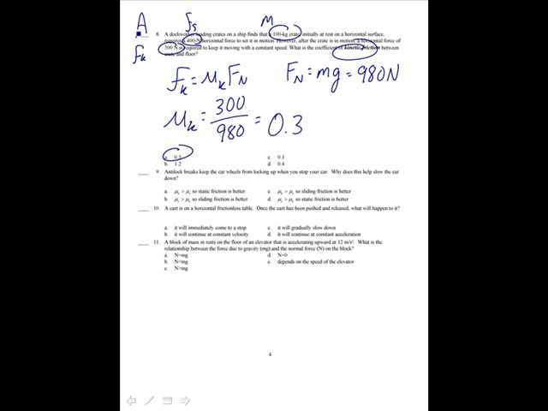Anti-lock brakes keep car wheels from locking up when you stop your car. Why does it help slow your car? Let's see, we know that static friction is better, and its mu_s is bigger than mu_k, so it must be D. That's number 9.